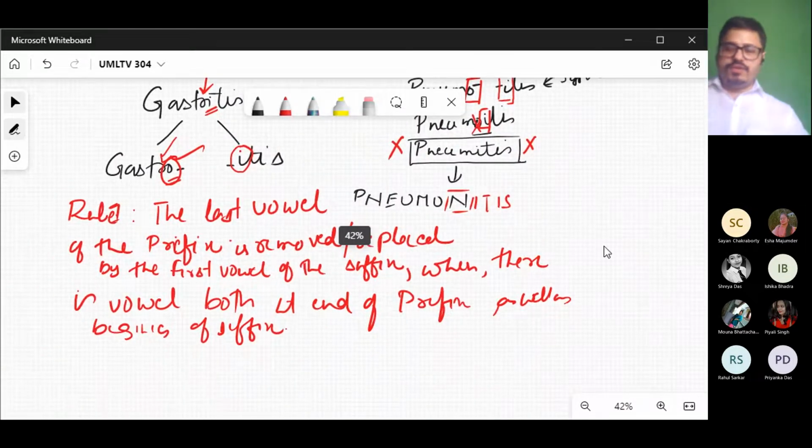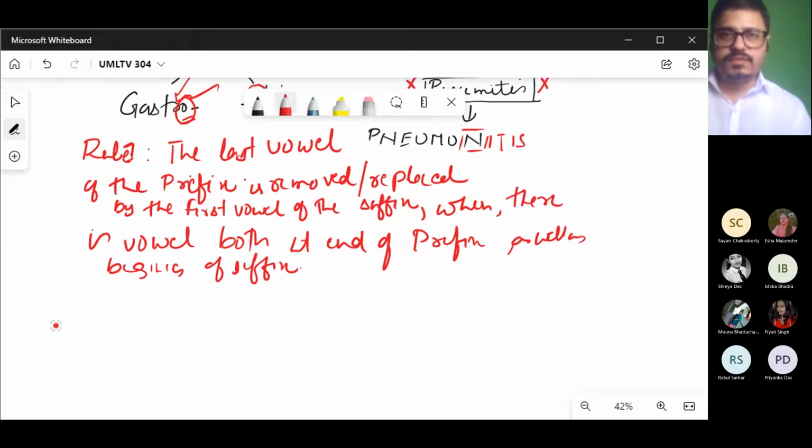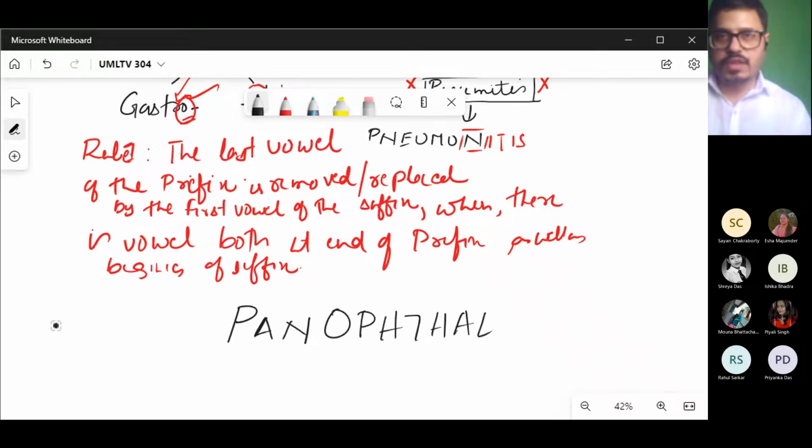Now, let me introduce another exceptional term. I first write the term, okay? I'm writing it in caps so that you understand every alphabet. What have I written? Who can pronounce this out?